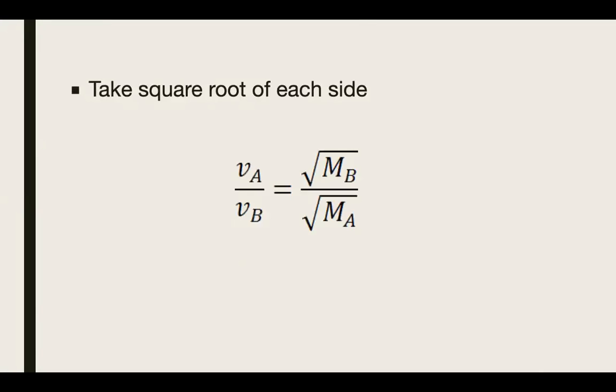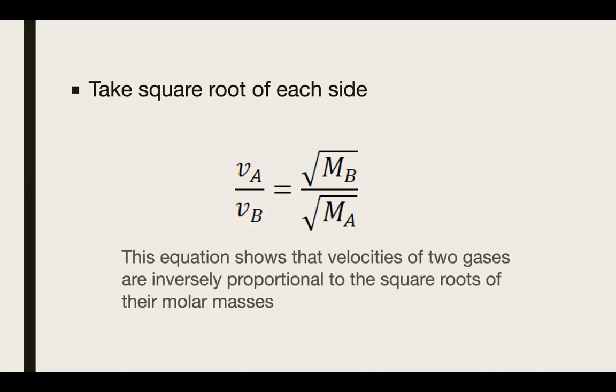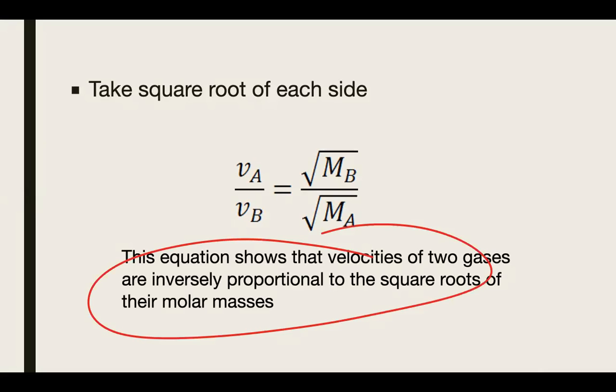Finally, we take the square root of each side and we get this equation to compare velocities of gases, which is VA over VB equals the square root of MB over the square root of MA. So the velocities of the two gases are inversely proportional to the square roots of their molar masses. That's just a written description of the formula.